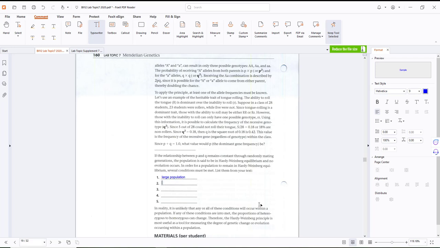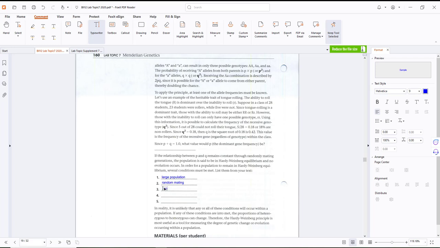Another condition that must be met is that we have random mating take place. So if individuals are choosing their mates, it doesn't work either. Every individual has to have an equal chance of reproducing in order for this to work. So right away you can tell that this Hardy-Weinberg equilibrium has some issues, okay? Obviously this doesn't really work well for humans.